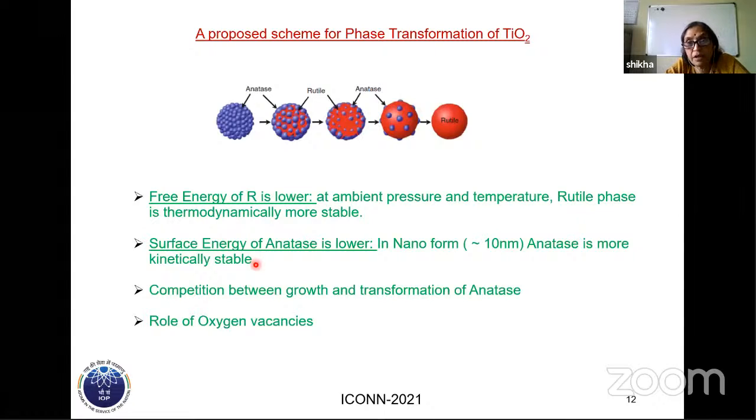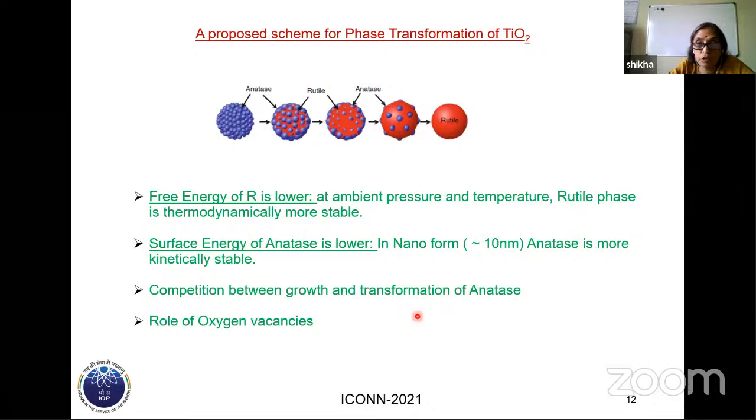So in the end, even at high temperature, for example, in this stage, you will see a few small anatase there, but otherwise it will be mostly rutile. And we have some stage like this, where we have a small anatase. So it is basically a competition between growth and transformation of anatase, and oxygen vacancies also play a role.